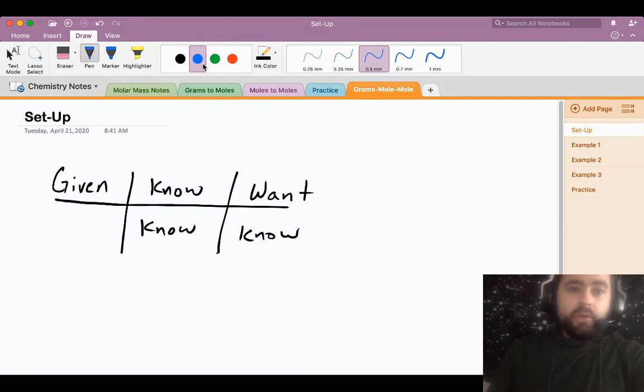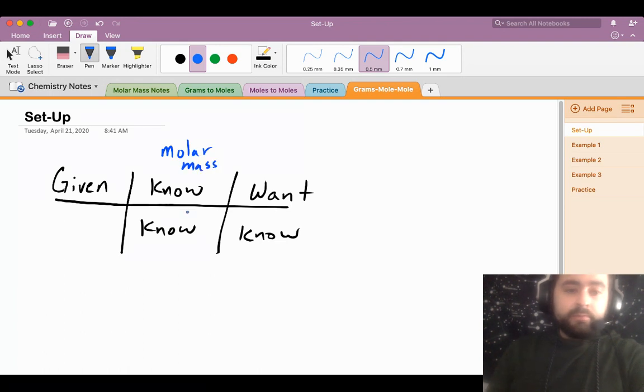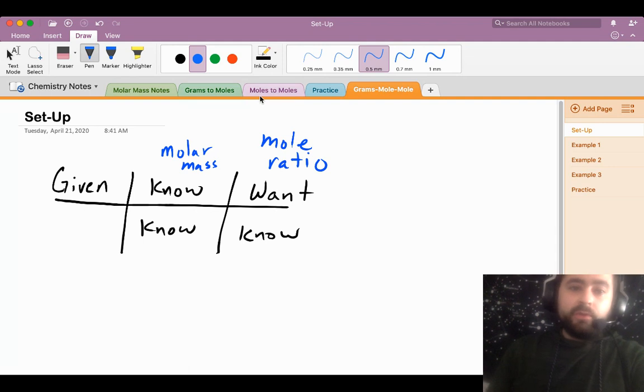And if you are doing grams to moles, we know given is whatever quantity the question tells us. This part right here is going to be your molar mass. And in your last section on this side, this is going to be your mole ratio. So this is a combination of going from grams to moles and a combination with the moles to moles. It's a combination of those two. So let me show you how that looks like with some examples.